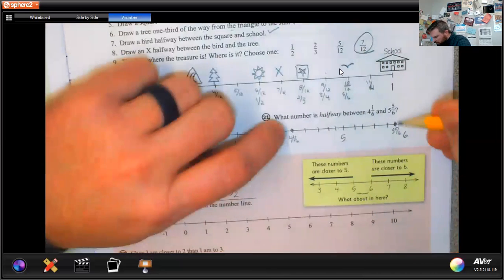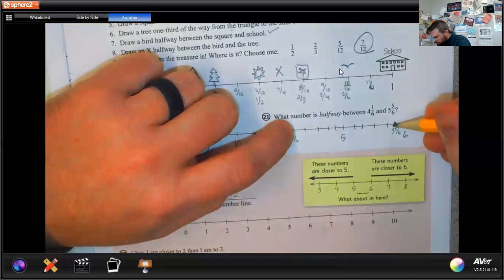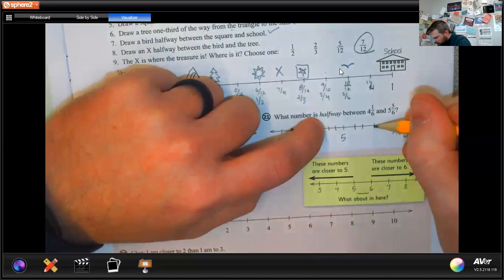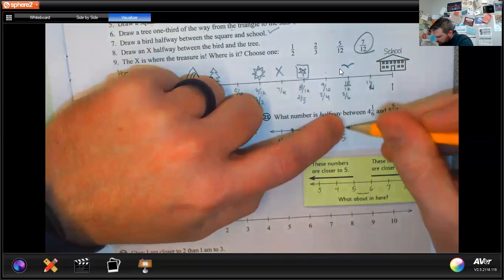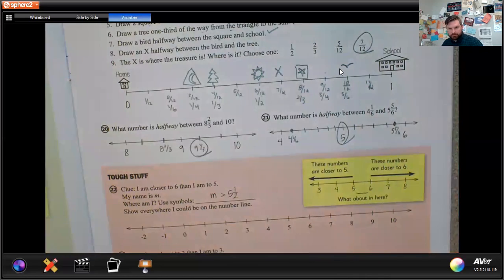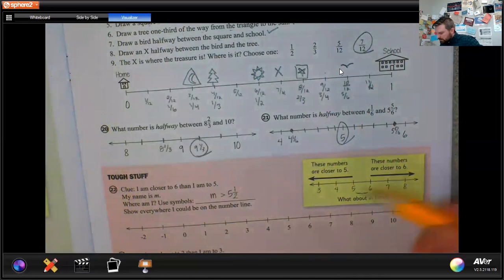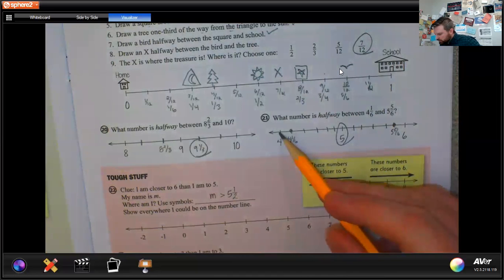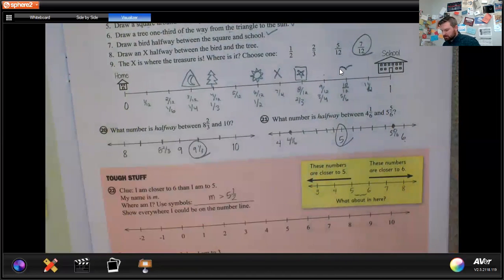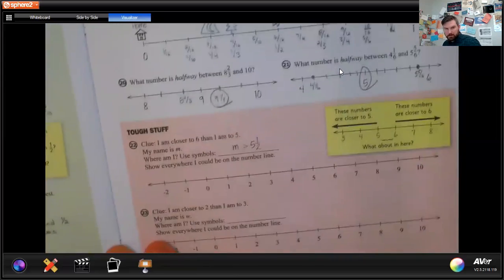Okay, so we're just going to go in. So we'll go in one, go in another, go in another, go in another, go in another. So 5 is halfway between those. Okay, and you can look at this. This is 1/6 away from 4. This is 1/6 away from 6. Halfway between 4 and 6 is 5. So you can look at it that way as well.